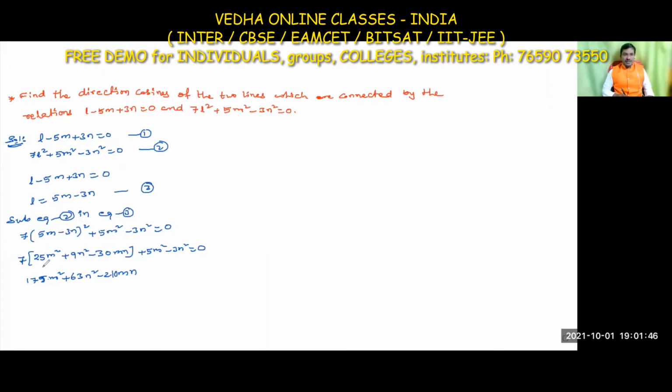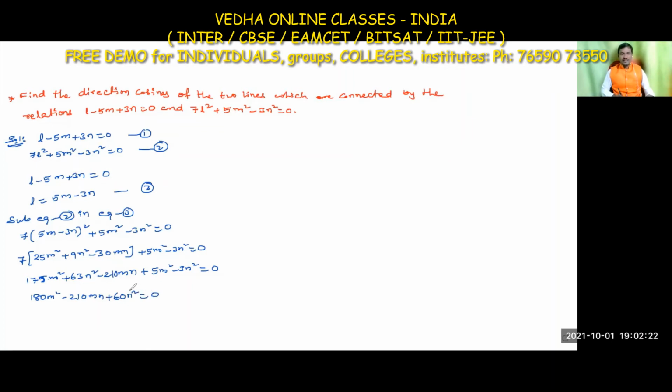So 175m square, 63n square, 7 3s are 21, 210mn, and 5m square as it is, minus 3n square as it is, equals 0. Now, 175m square, any more m square? Yes, 175 plus 5, 180m square, minus 210mn, and 63 minus 3, that is 60n square, equals 0.